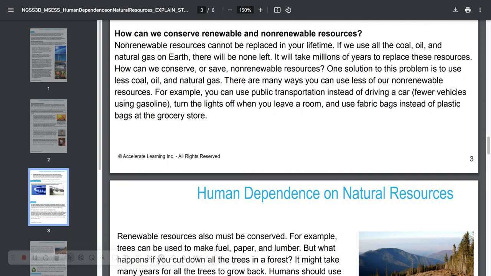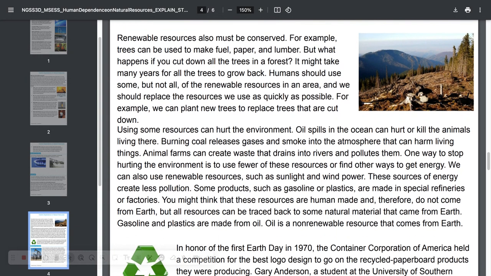One solution to this problem is to use less coal, oil, and natural gas. There are many ways you can use less of our non-renewable resources. For example, you can use public transportation instead of driving a car, so fewer vehicles are using gasoline. Turn the lights off when you leave a room. Use fabric bags instead of plastic bags at the grocery store.